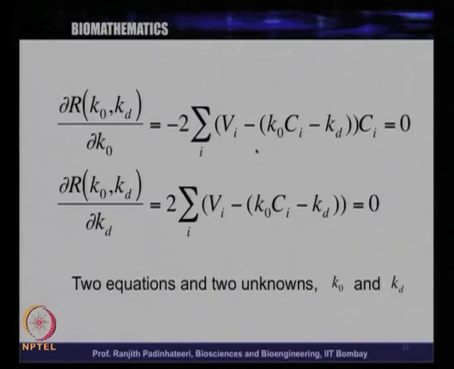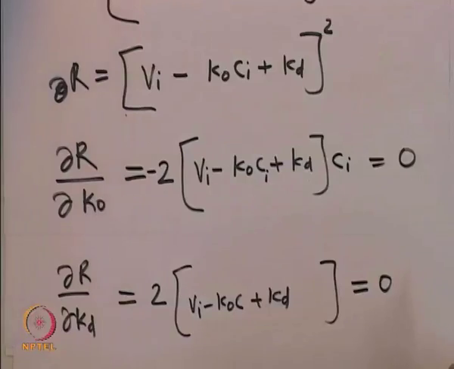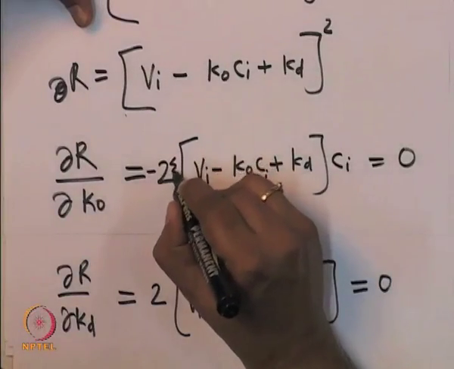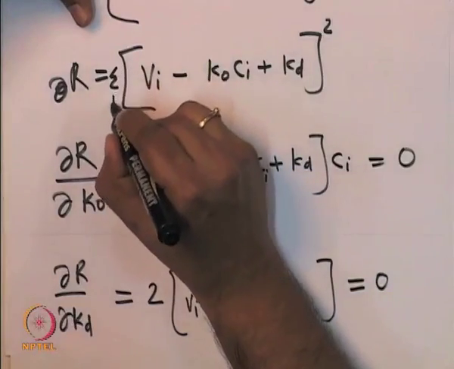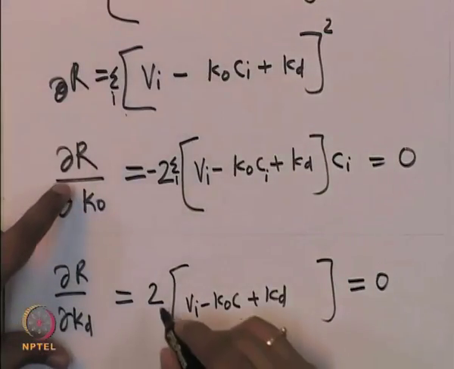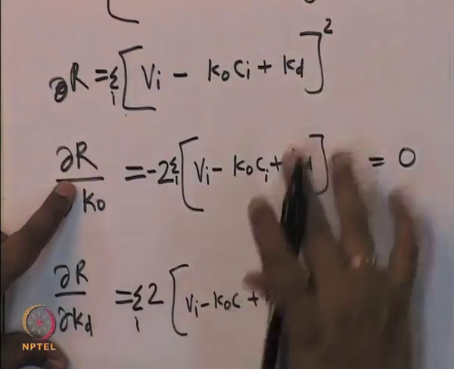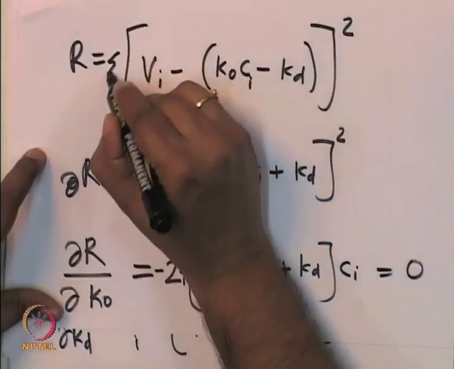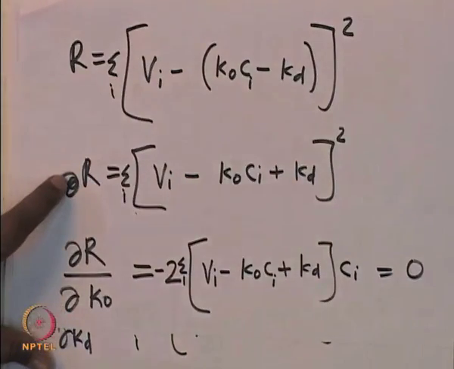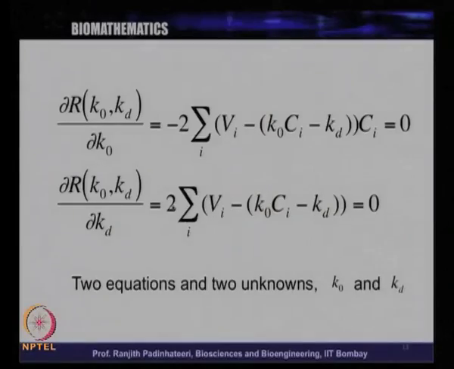Let us rewrite this a little more carefully. Sorry, there is a sum over I here, which I had forgotten. There is a sum over I everywhere. So there is a sum over I here, just like you can see a sum over I here.